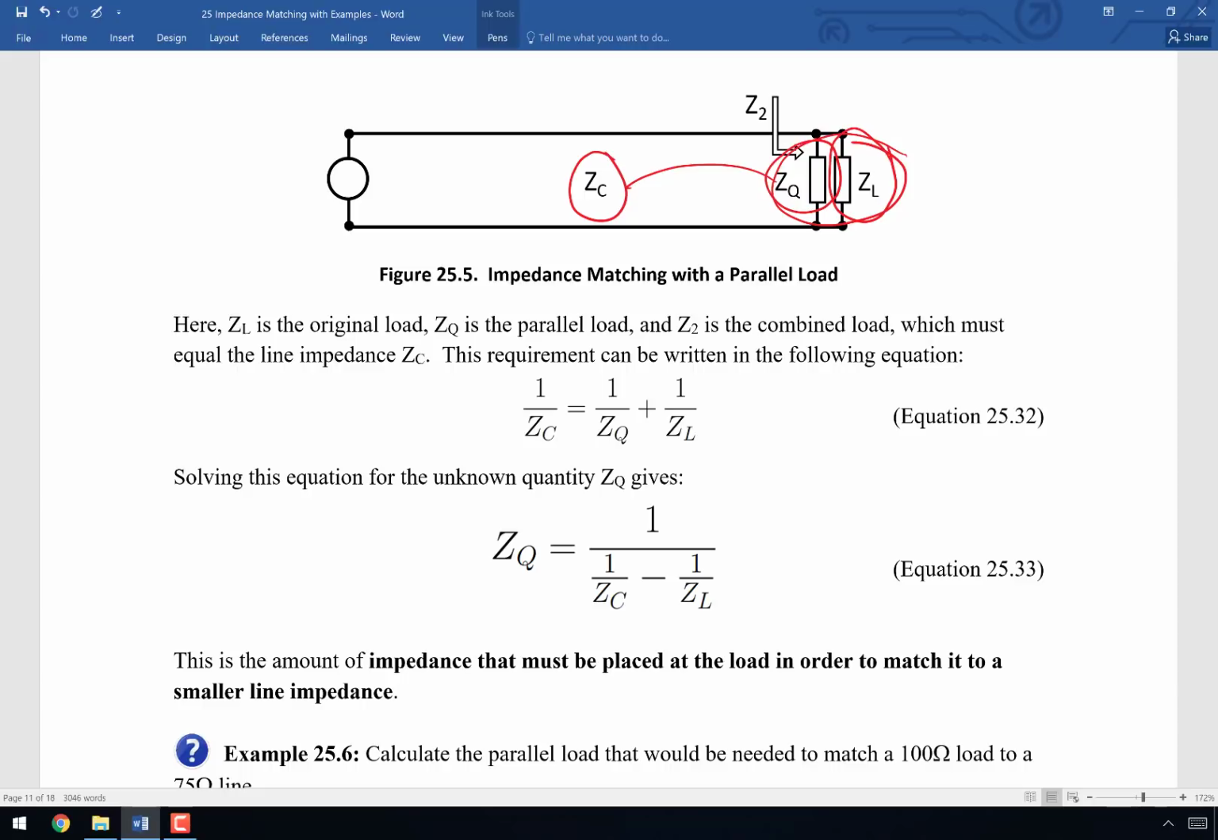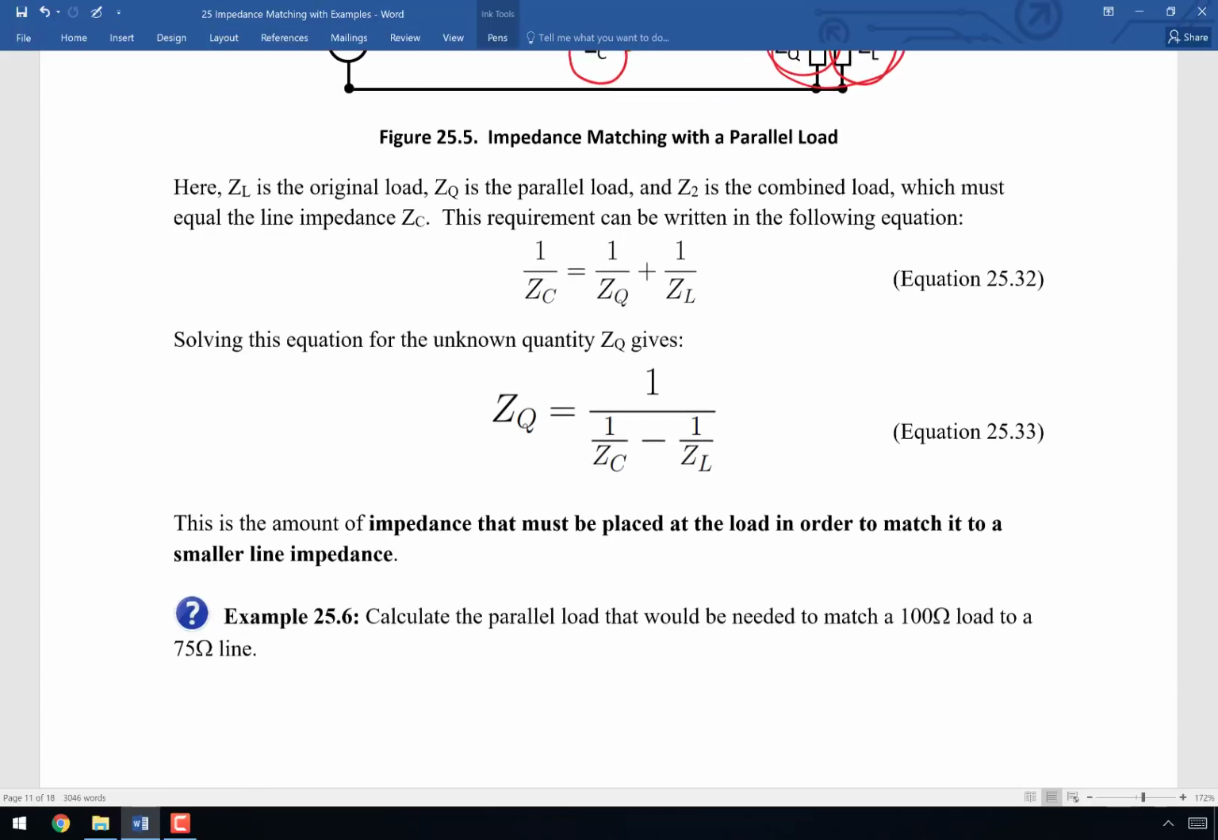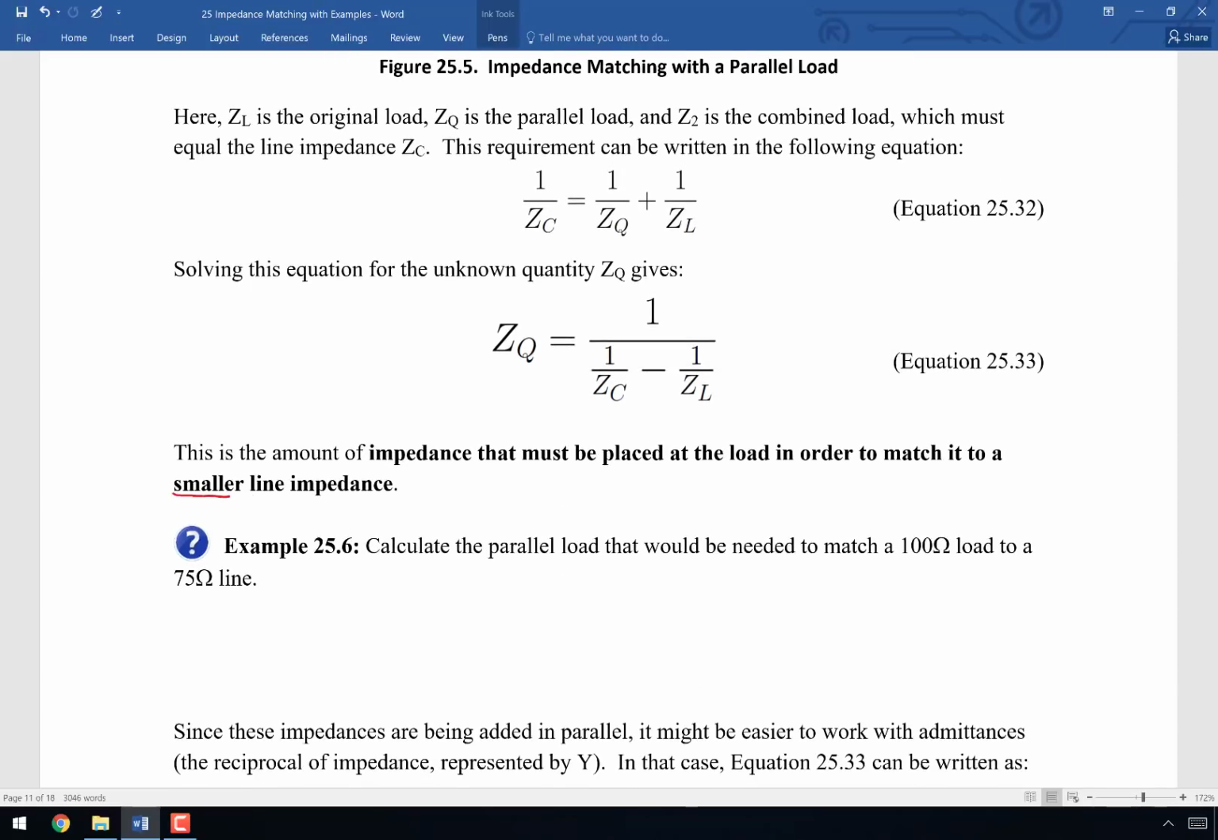So it turns out that if you place an impedance, and you probably already know this, if you place an impedance Z sub Q in parallel with Z sub L, you can only ever decrease Z sub L. You can never increase it. So it's not possible to match Z sub L to a line that has a higher impedance. You can only lower the impedance of the load. So that's important, that if you have to match it to a smaller line impedance.